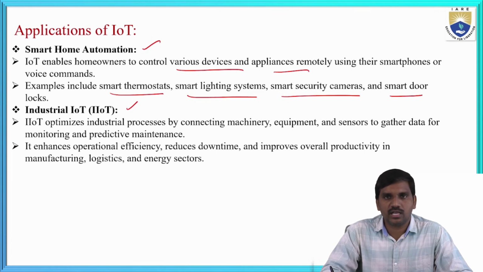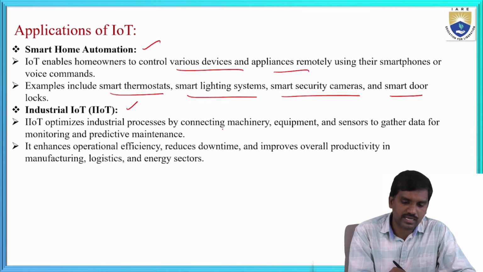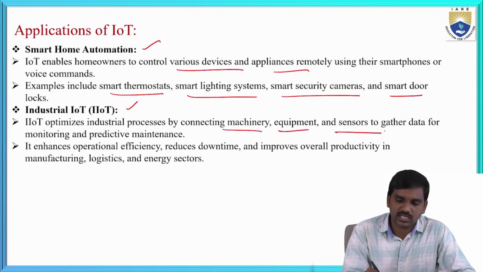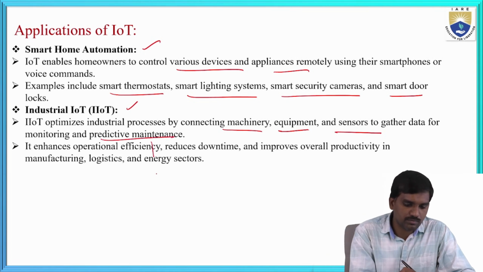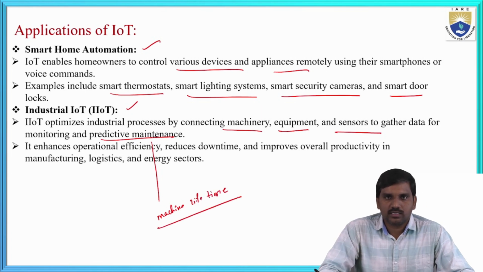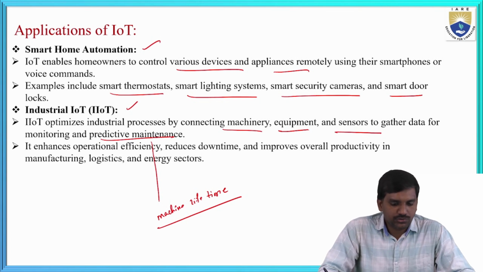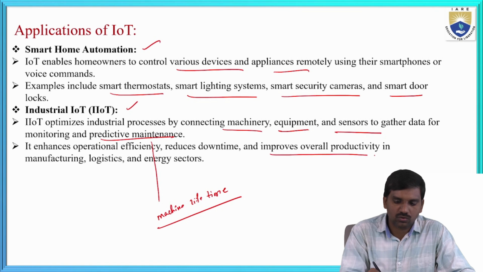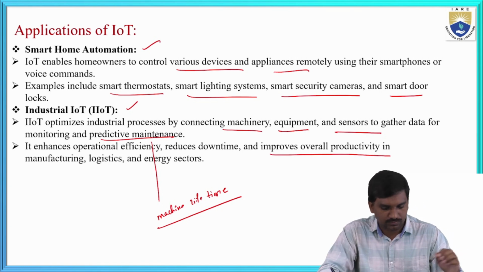And industrial IoT, IIoT, Internet of Things. IIoT optimizes industrial processes by connecting machinery, equipment, and sensors to gather data for monitoring and predictive maintenance. Predictive maintenance is nothing but the machine life cycle, machine lifetime: how much it will work, what is the expiry date, like that. It enhances operational efficiency, reduces downtime, and improves overall productivity in manufacturing, logistics, and energy sectors, like that.